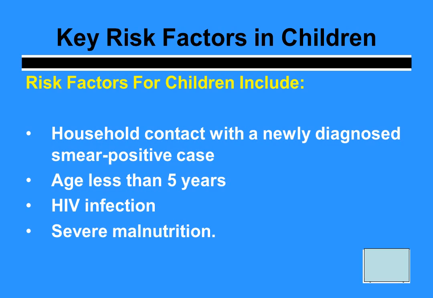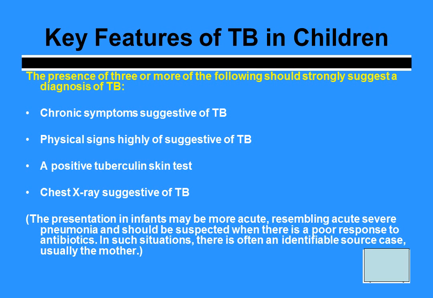In children there are risk factors, like if they have any household contact of smear positive tuberculosis, if any of the family members have tuberculosis, obviously these children have high risk to develop tuberculosis. Age less than 5 years, because obviously immunity is not very good. HIV infection, if the children are of positive HIV status, and severe malnutrition because it affects the immunity.